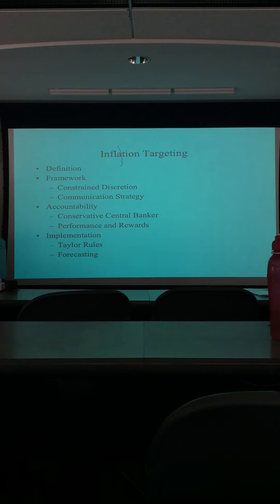All right, so what I want to do is define what inflation targeting is. Not so much from the standpoint of theoretical economics, but okay, let's do it. We're going to see that there are two frameworks. One is called constrained discretion, and the other one is communication strategy. The framework has two parts. A big deal in inflation targeting is accountability. When the central bank says, I'm going to do this, well, you're now accountable. And so there are going to be the central banker, the conservative central banker, and the rewards.